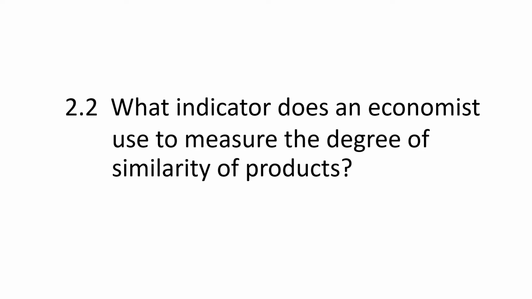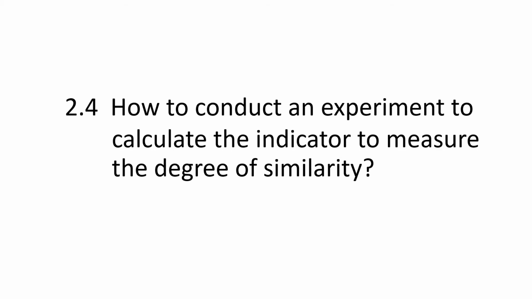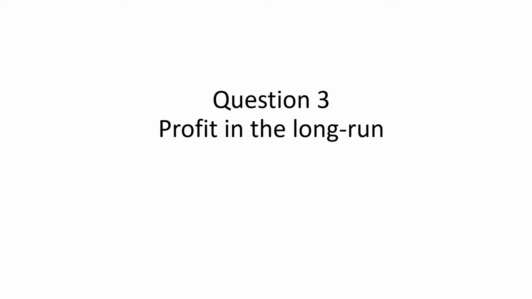Very good question. Then 2.3. What is the formula to calculate the indicator to measure the degree of similarity? Very good. So you specify it in mathematics: the percentage change of something over the percentage change of something. Now let's turn to 2.4. How to conduct an experiment. The experiment that I have shown you to calculate the indicator to measure the degree of similarity. You have to find out the experiment. But the answers are in class number 2, degree of similarity.